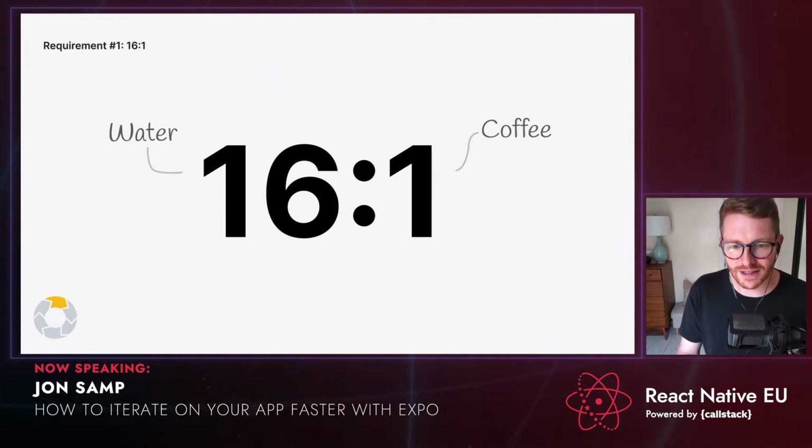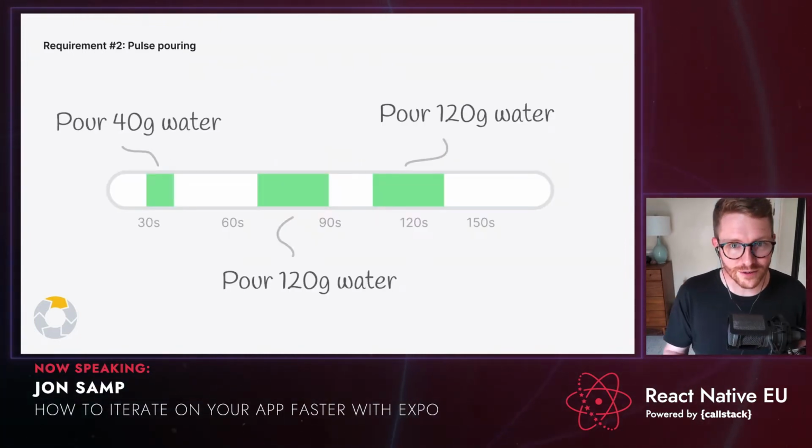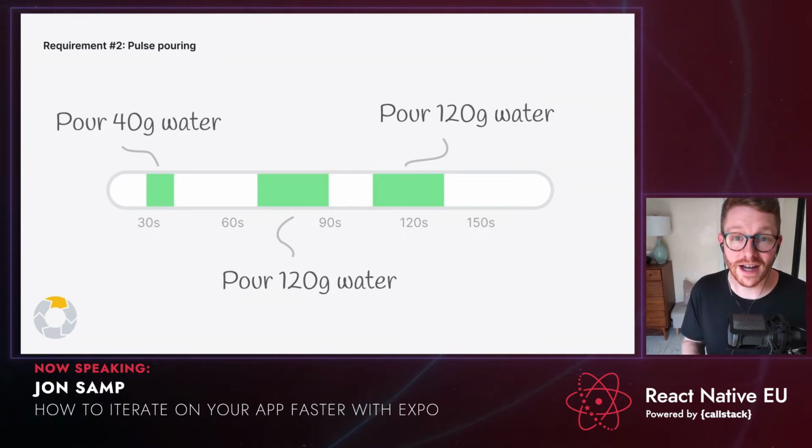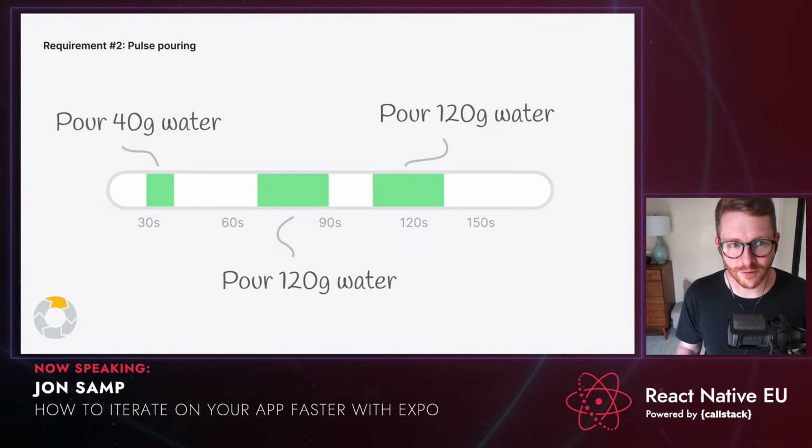The second requirement is around pulse pouring. So pulse pouring is pouring a certain amount during a certain duration during the brew. And usually you'll pulse pour 3 to maybe 6 times throughout the brewing process. So our app should also count down and guide us through the brew and tell us how much to pour and when. So those are our requirements that we're going to implement today.